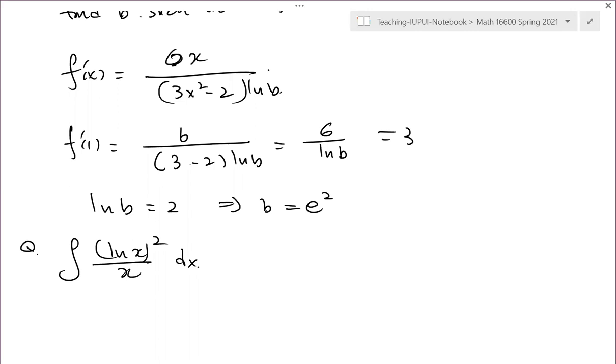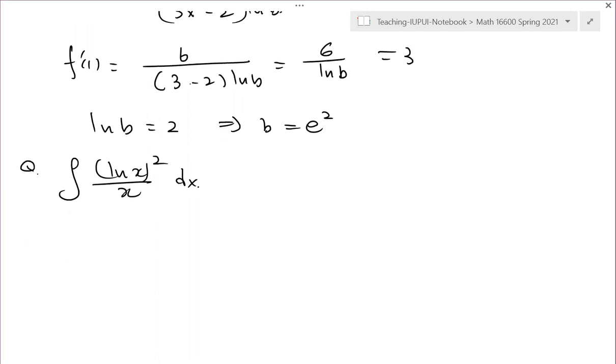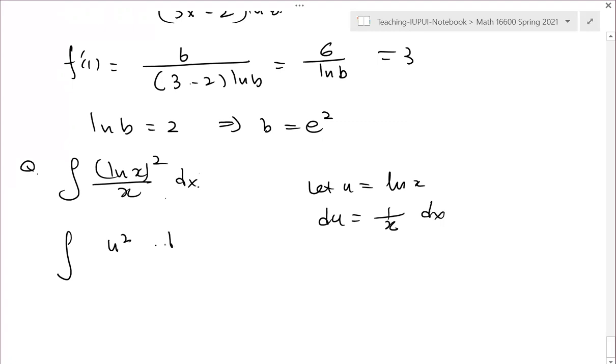Right, so I hope you are already done. So let's look at this, right? Natural log of x squared over x. So I don't like the natural log inside the integral. Right, so it's very natural to let u be natural log x. So du equals 1 over x dx. Great. So that is going to be u squared du. Okay, so that's going to be 1/3 u cubed plus c, and u is natural log of x.